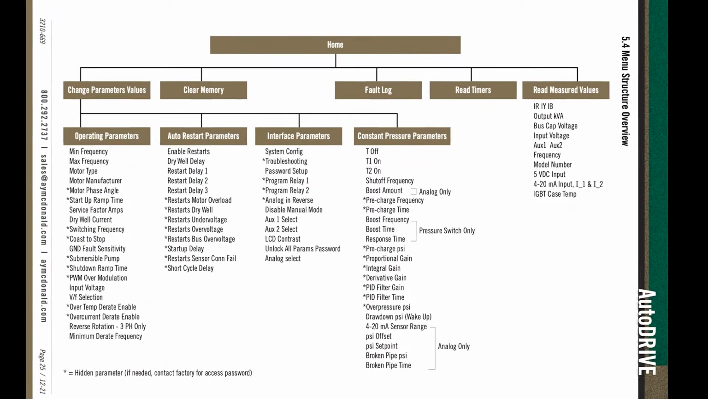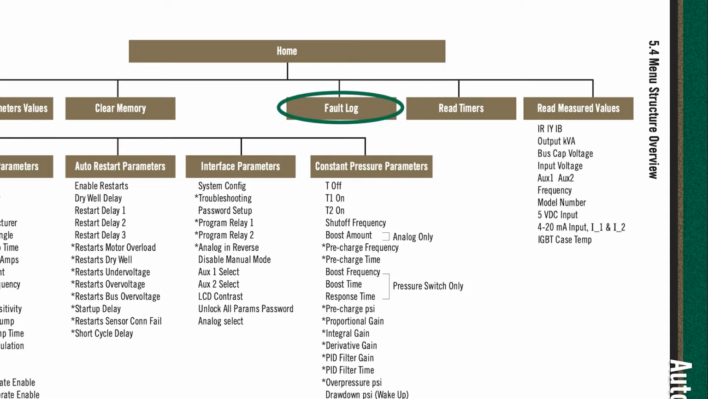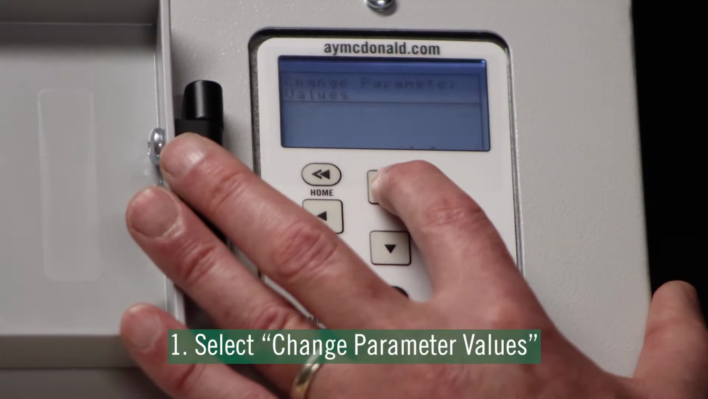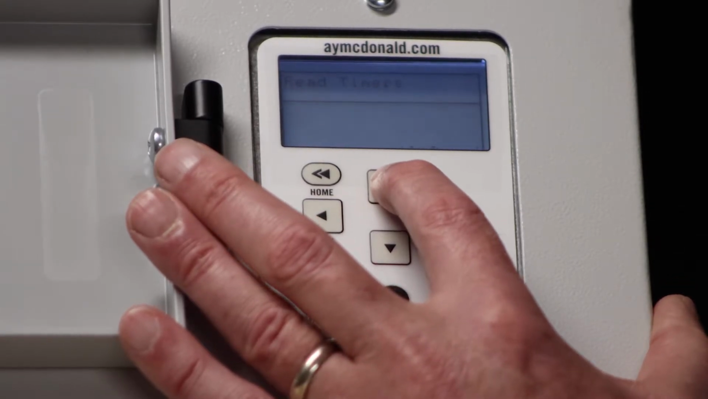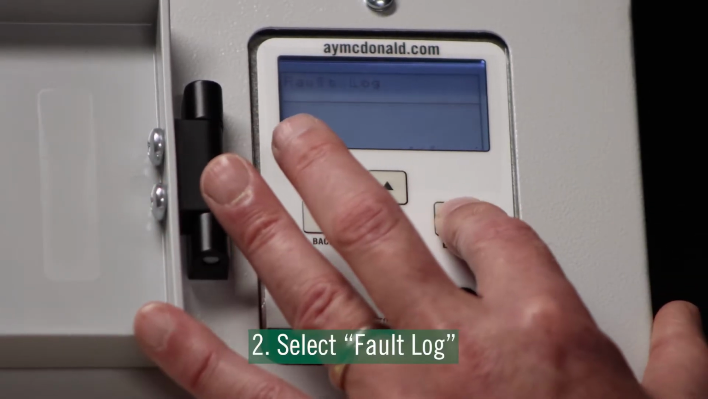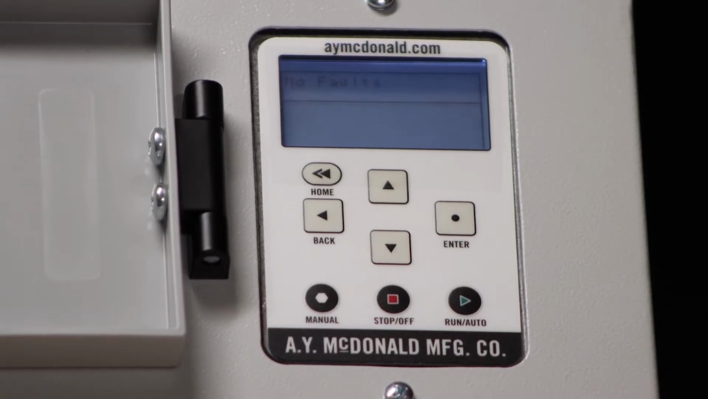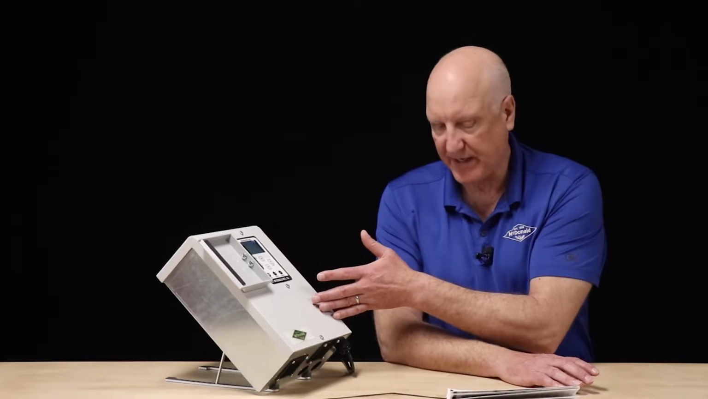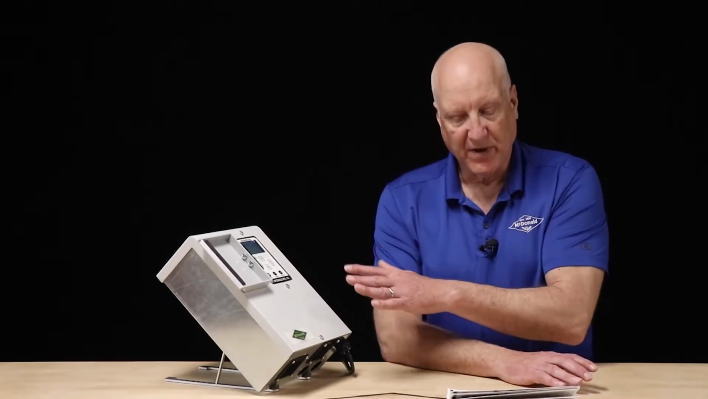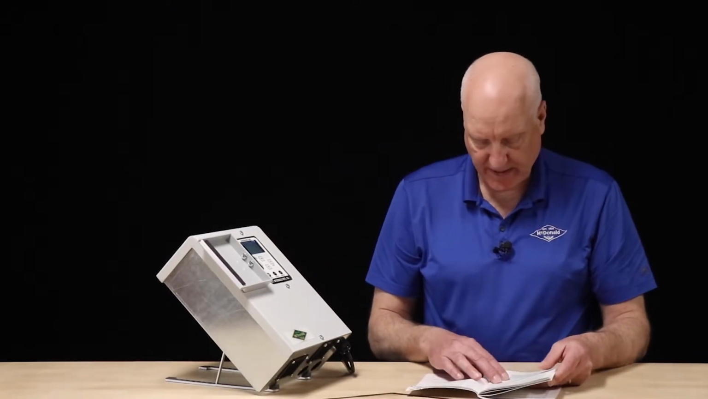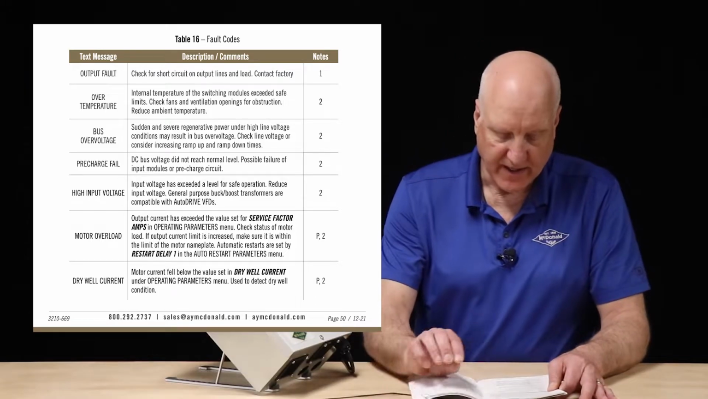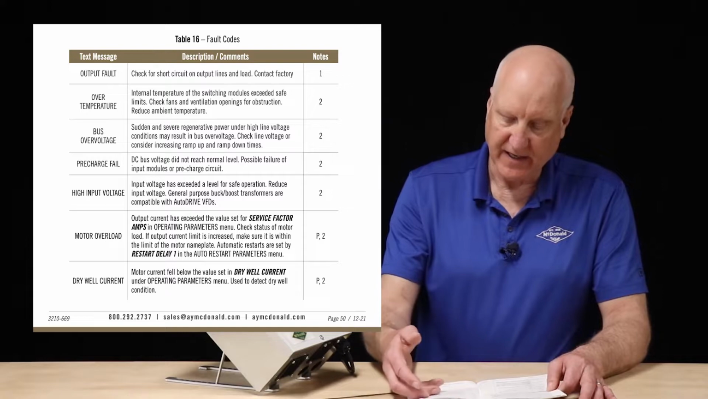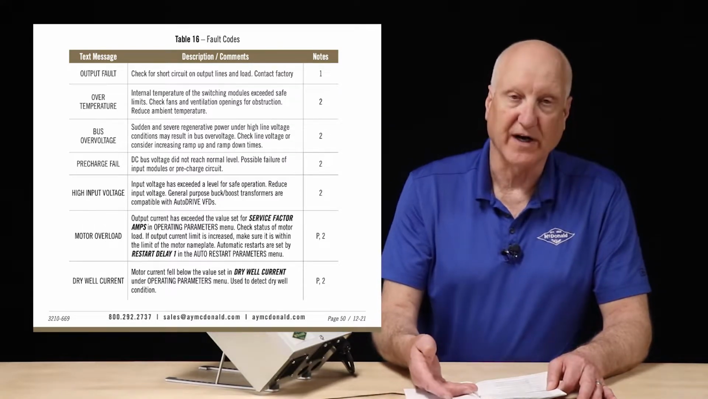From there, let's step back and take a look at the fault log. So here we would hit change parameter values, read measured values, read timers, fault log. Again, this is a demo, a trainer. We don't have any faults in this system right here in this demo, but if we did, we could go to page 50 in our manual and it would list all the fault codes with a brief description and comment and adjoining notes to correct the fault.